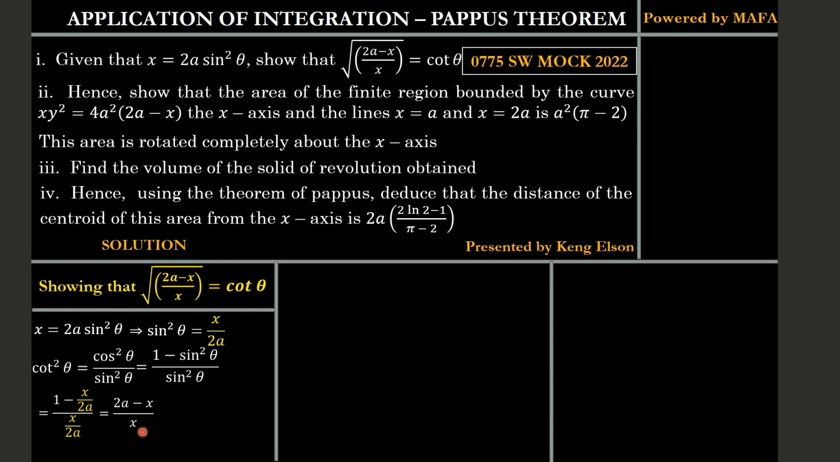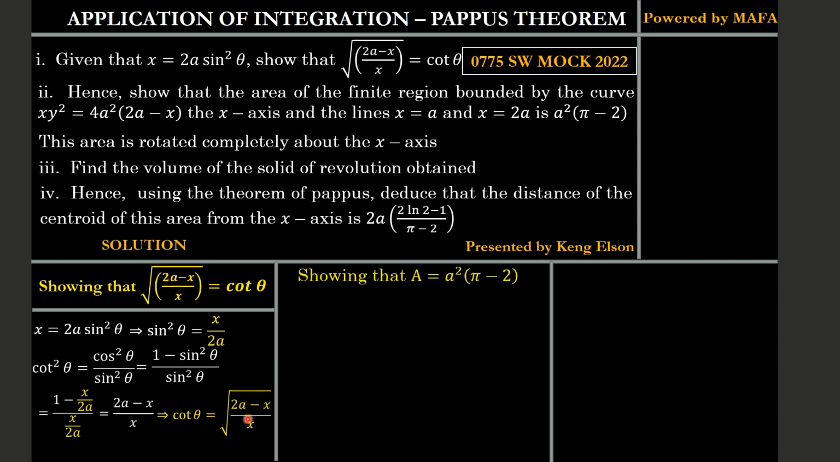Now we make an assumption that theta is an acute angle, meaning that it is positive. So automatically the cotangent of theta will be positive. So we just take the positive square root of (2a minus x) all divided by x. Actually, cot theta will give us plus or minus, but since we are assuming that theta is an acute angle, we just take the positive square root. So we are proving that.